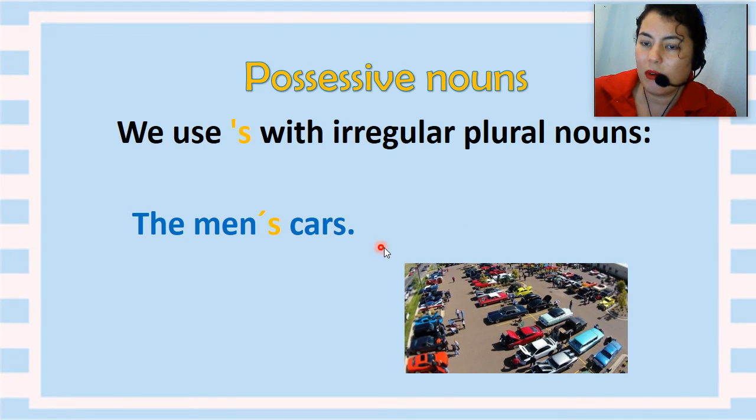And there are other plural nouns that require the apostrophe and the s because they don't have an s as plural, like the men's cars. These cars are the property of men, but we're going to add apostrophe s to clarify that these are the property of the men, the men's cars. And I would say here the children's cars or the women's cars.